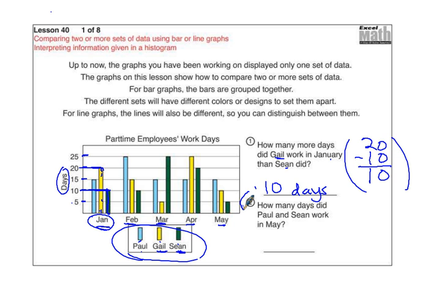It says, how many days did Paul and Shawn work in May? Here's May. Paul is the blue one. He worked 15. Shawn worked 5. And so how many did they work together? Basically, it's asking is 15 plus 5. Always show your work. 15 plus 5 is 20. So together they worked 20 days. Hopefully you got that one right.